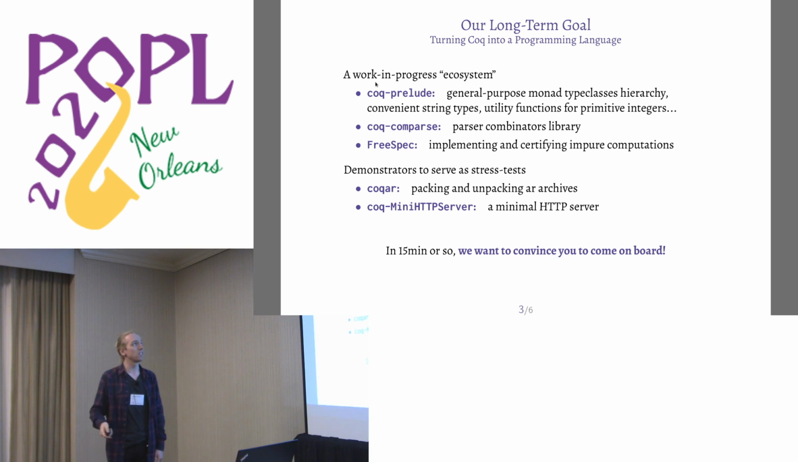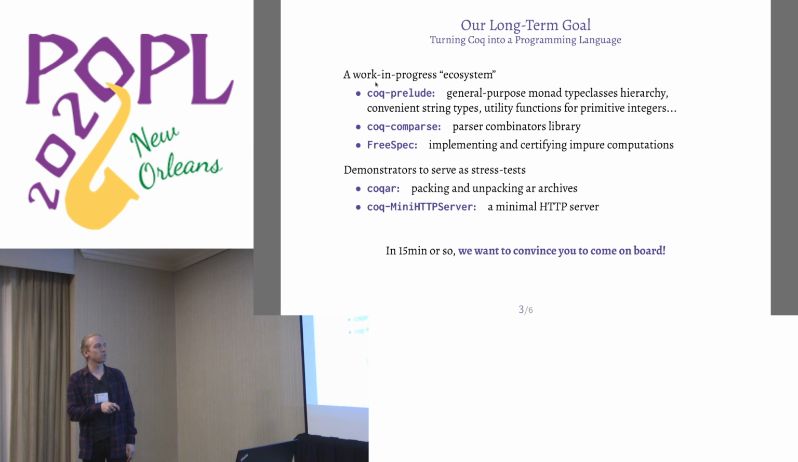And to achieve this goal, we have a different kind of interconnected project. We have a prelude library with the usual type class hierarchies, but also some new convenient strings. We start to use the new primitive integers of Coq in this library, so you can use it in your development. We have also implemented a parser combinators library to do parsing easily in Coq. And of course, we have FreeSpec. And now we are in a state where we can try to do demonstrators.